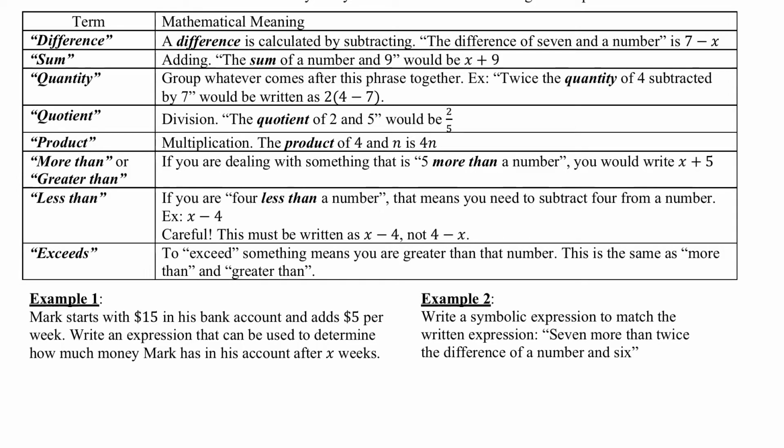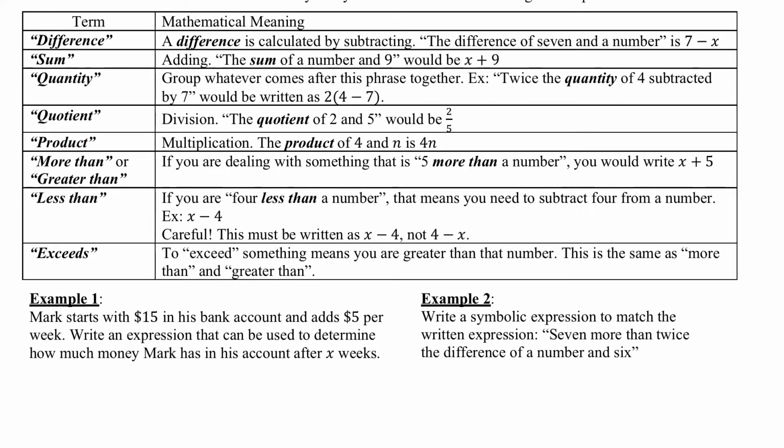Quantity is where you're going to group things together, and oftentimes you'll put them in parentheses. So if we say like twice the quantity of 4 subtracted by 7, like in this example, we're going to write that as 2, and then in parentheses we're going to put 4 minus 7. So typically you would do 4 minus 7 first, then you would double that, right? The quantity of 4 subtracted by 7 is negative 3, and then if you want twice that, you would do 2 times negative 3, it'd give you negative 6. You could also distribute here if you really wanted to. That would work. Quotient means that you're going to divide. So if I ask you for the quotient of 2 and 5, it's just saying, hey, it's the first thing divided by the second thing.